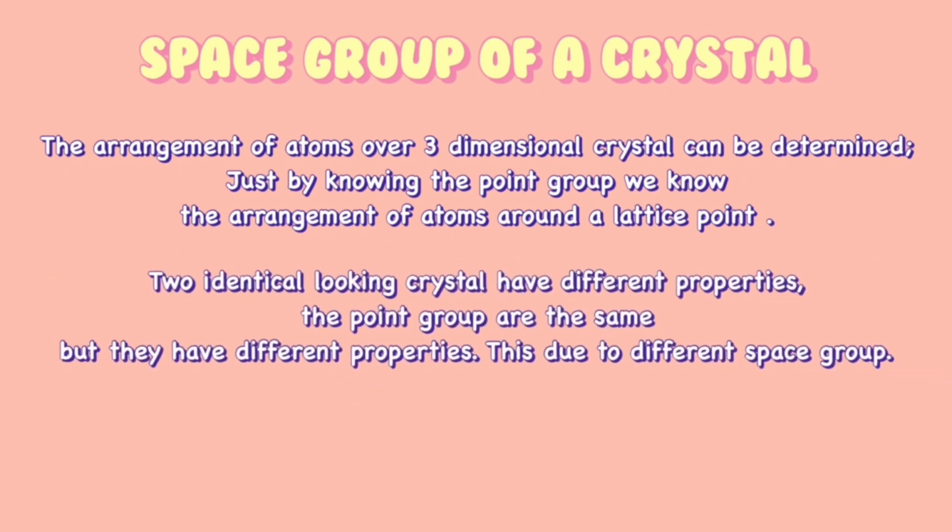Two identical-looking crystals can have different properties. The point groups are the same, but they have different properties. This is due to different space groups.